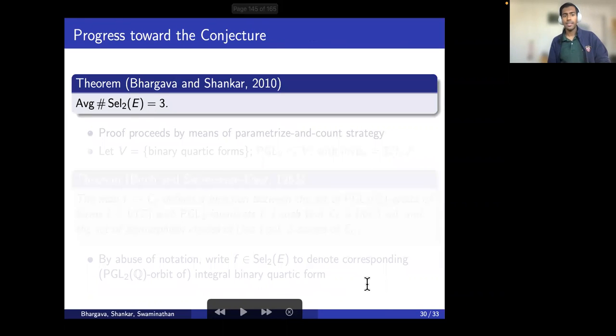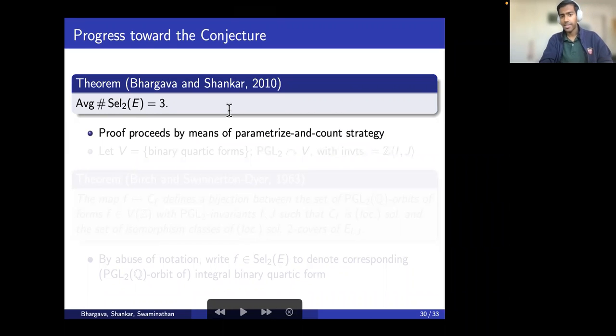So I would say that very little progress has been made towards proving this conjecture. In fact, until recently, the only case that we knew was the case of the first moment, the average. Bhargava and Shankar famously proved that the average size of the two-Selmer group is equal to 3. I want to briefly talk about their proof.